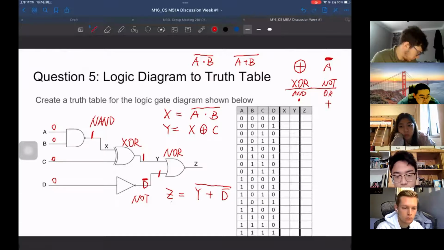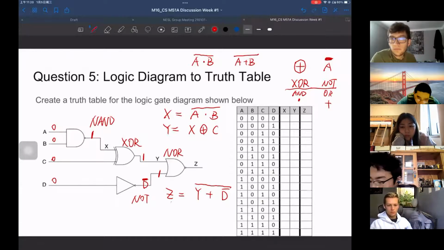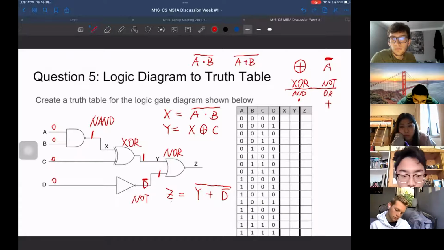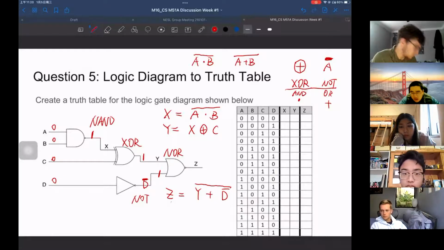Someone is asking about Boolean logic. We will be taught Boolean simplification, of course, but not in this discussion. I don't want to go too far and cover Manny's job, but I will prepare some questions, and once we have taught that in the lecture, I will cover it.